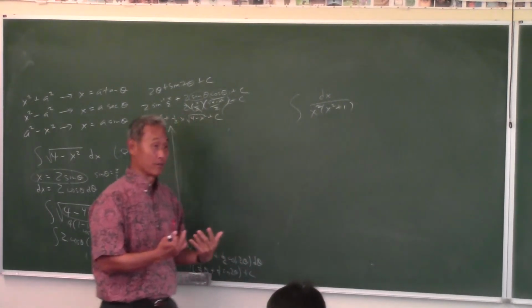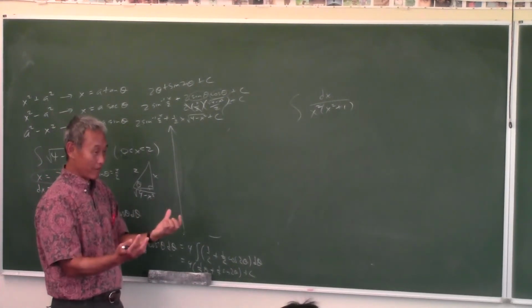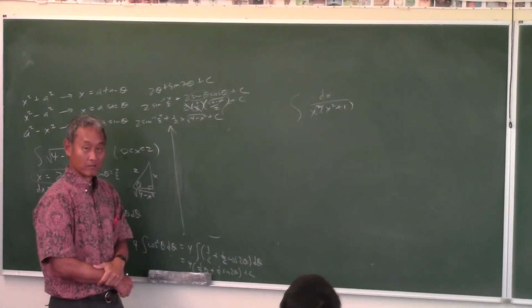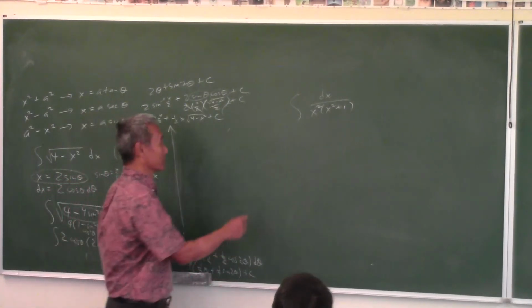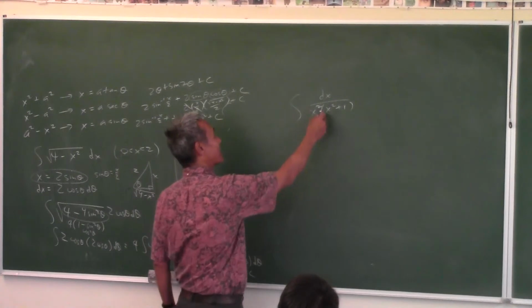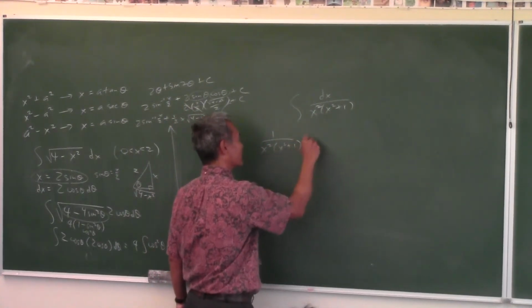But if you had a choice, remember we talked about this last year, between trig substitution and partial fractions, which one would you rather do? Partial fractions is usually simpler. Okay, so let's do it. What we've got to do is decompose this into its partial fractions, okay?